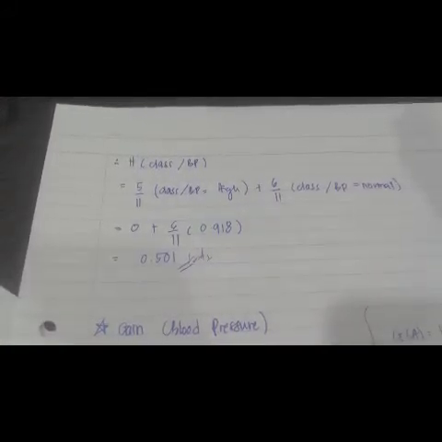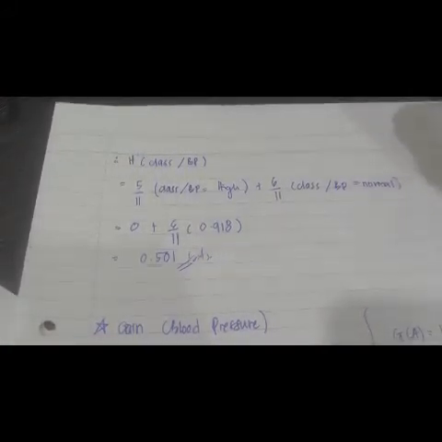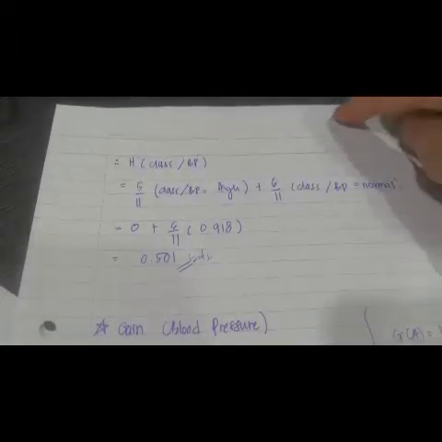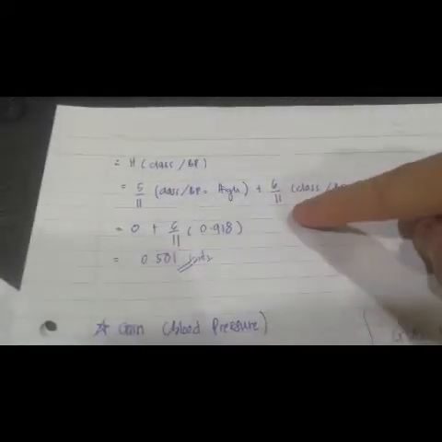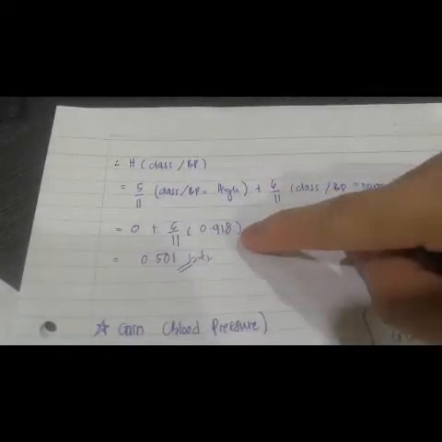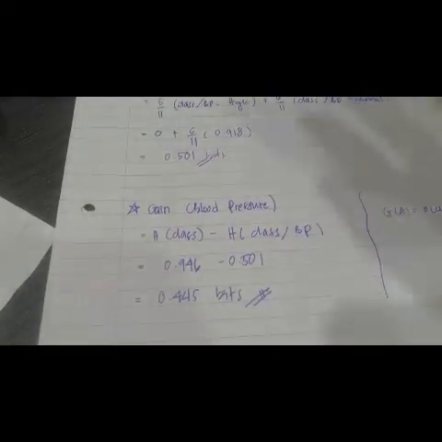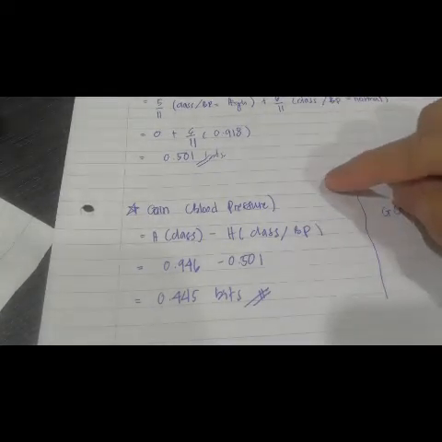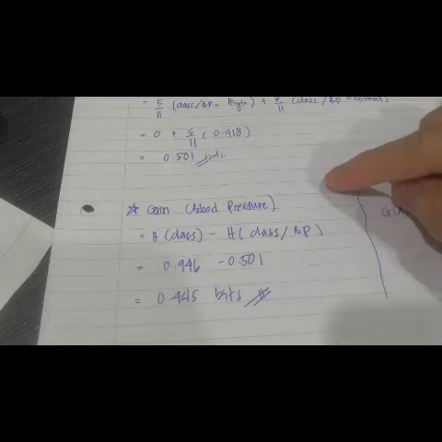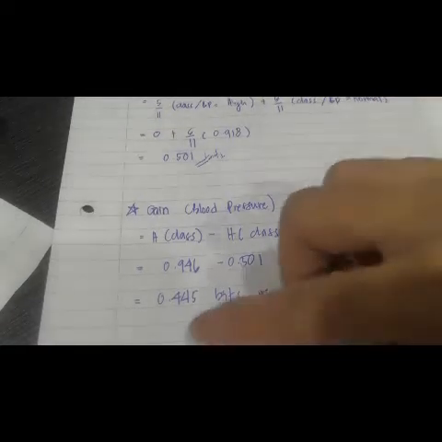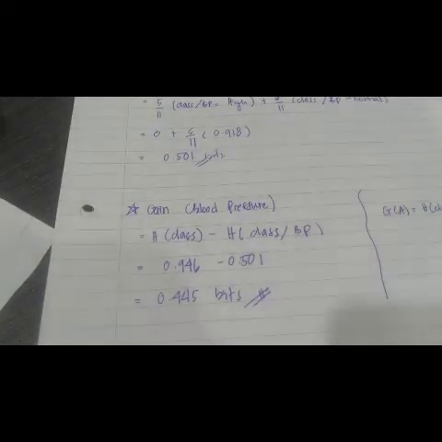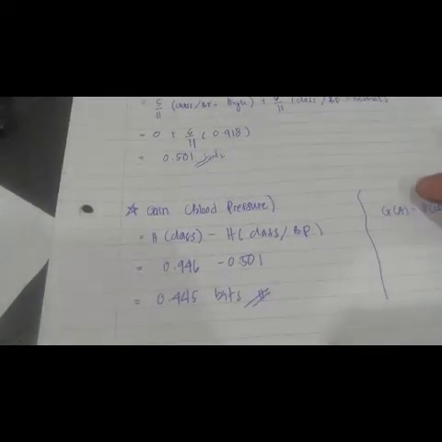After that, we calculate the total H class of blood pressure by adding those two pieces of information and get 0.501 bits. And lastly, we calculate the information gain for blood pressure: H class minus H class for blood pressure, and the answer is 0.445 bits. And that's all the answers for question 1A.